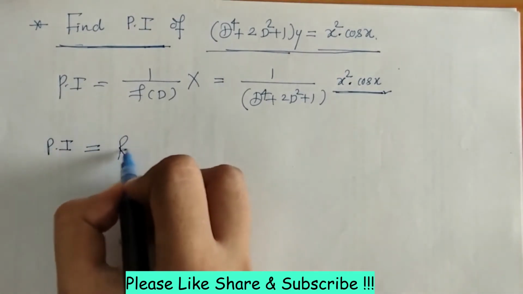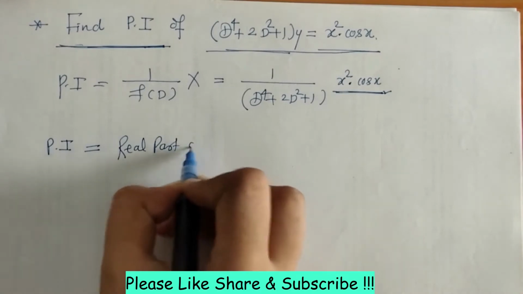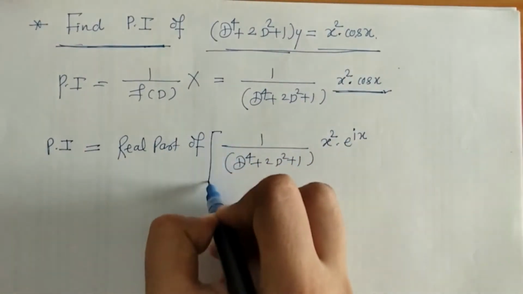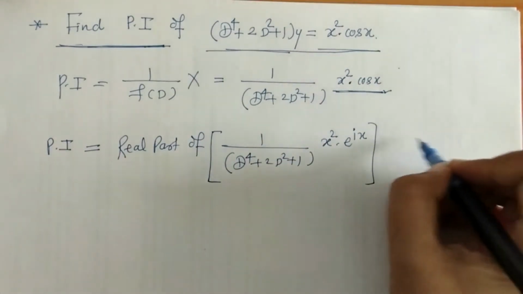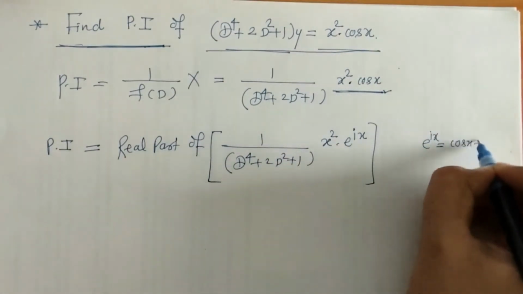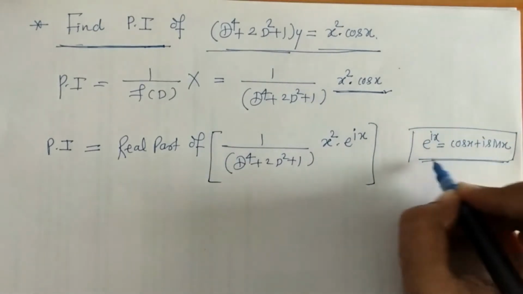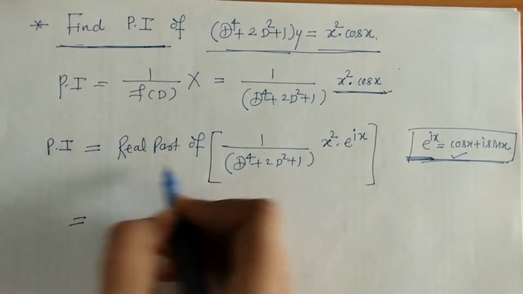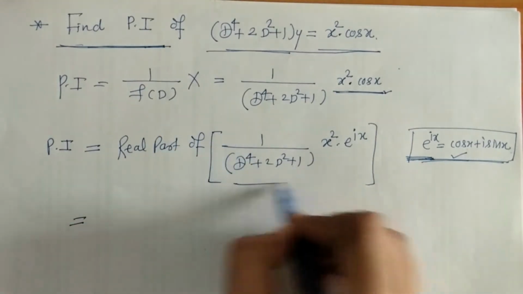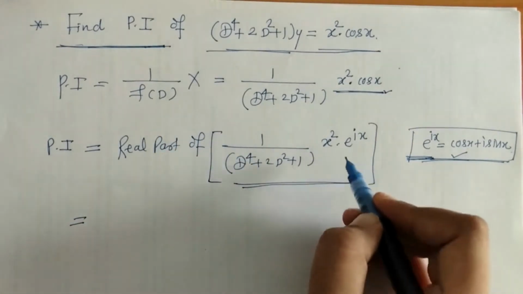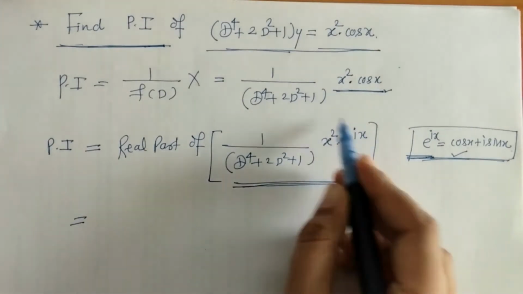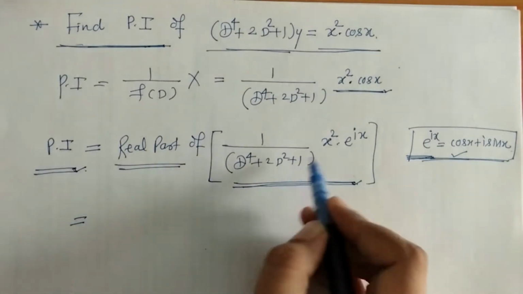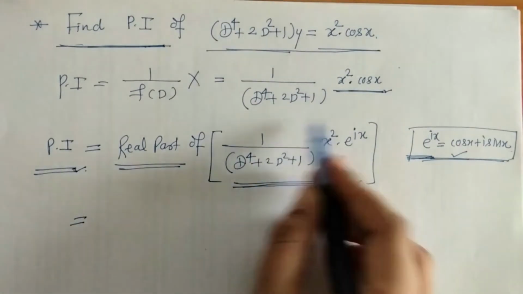Here we have to write down the real part of this operation, since cos x is the real part of e raised to ix. So we have to find the real part of this operation. First we will find this, then by collecting the real part we will get the required particular integral. So first we will find out this operation.